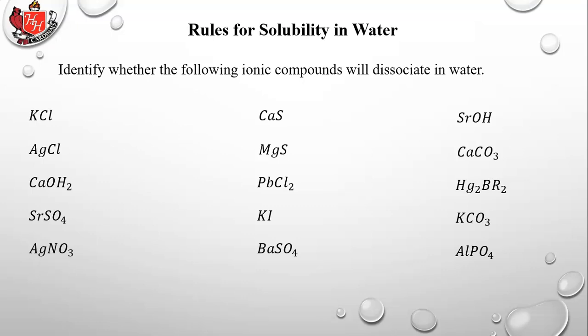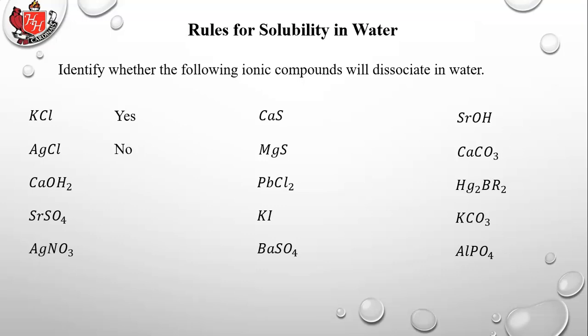So let's look at KCl. So it's got potassium and chloride. Will it dissolve in water? Yes. Potassium, K, dissolves with anything. What about AgCl? No. Chloride dissolves with anything except three elements, and silver, Ag, is one of those. So no, that will not dissolve in water.